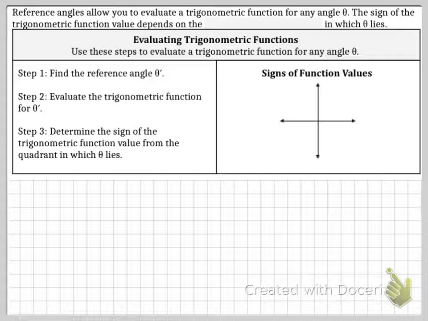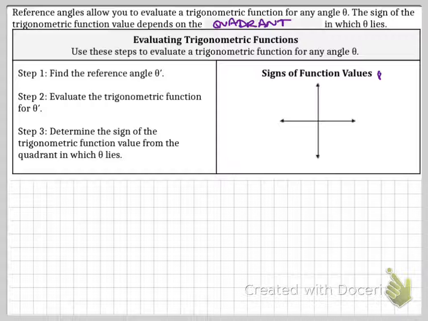So reference angles allow you to evaluate a trigonometric function for any angle theta. The sign of the trigonometric function value depends on the quadrant in which theta lies. So we're going to use steps to evaluate a trigonometric function for any angle. But what you do need to know first is the signs of the function values.